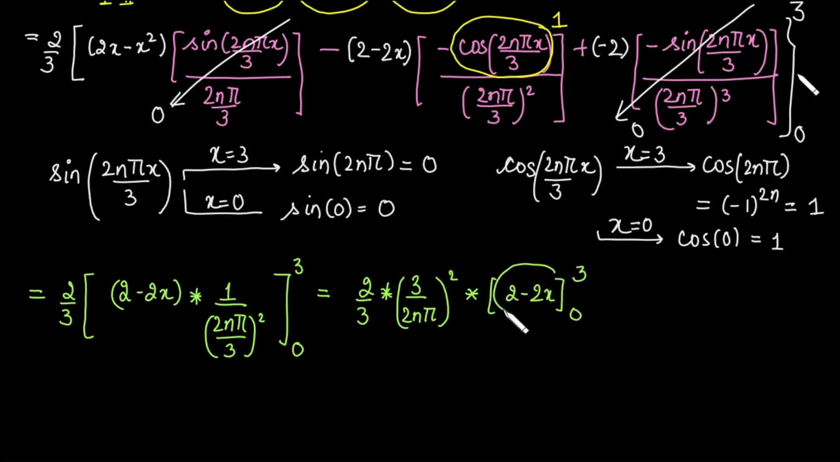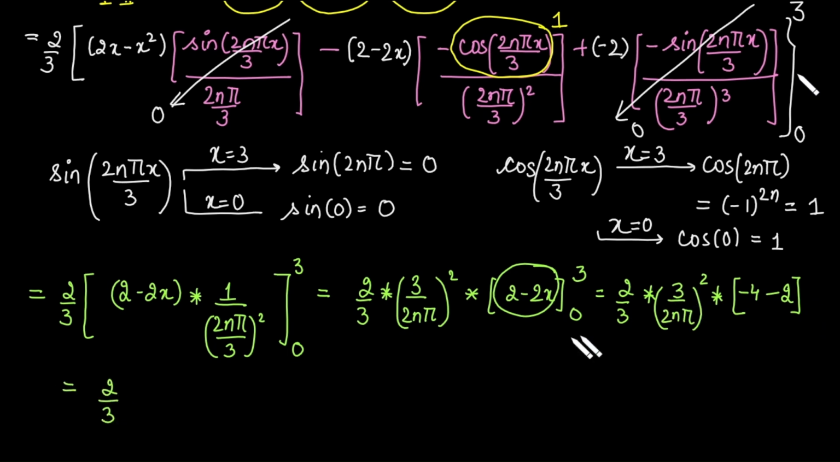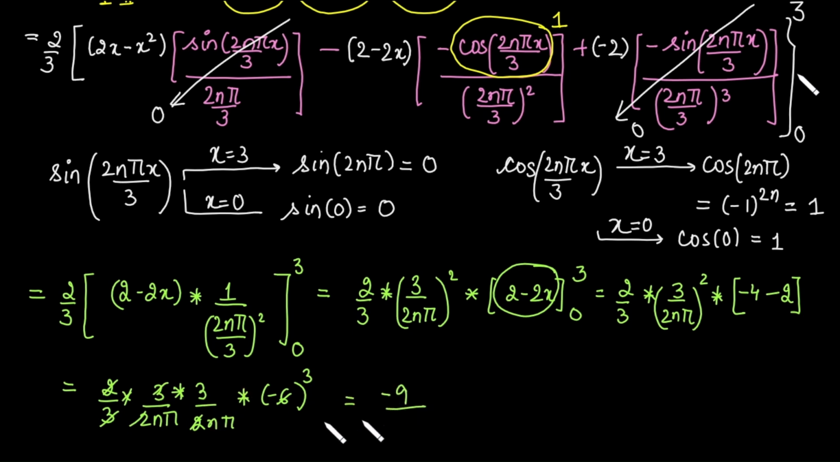Now substitute the upper limit as well as the lower limit in this case. So we have 2 by 3 into 3 by 2n pi whole square into upper limit is 2 minus 6, that is minus 4, minus lower limit is 2. So this is equal to 2 by 3 into 3 into 3 divided by 2n pi, 2n pi, and this quantity is minus 6. So 3 gets cancelled with 3, 2 with 2, as well as 2 gets cancelled with 6, and we have 3 over here. Final expression is 3 into 3 is 9 and 1 negative sign divided by n square and pi square. And this is the final value of an in this case.